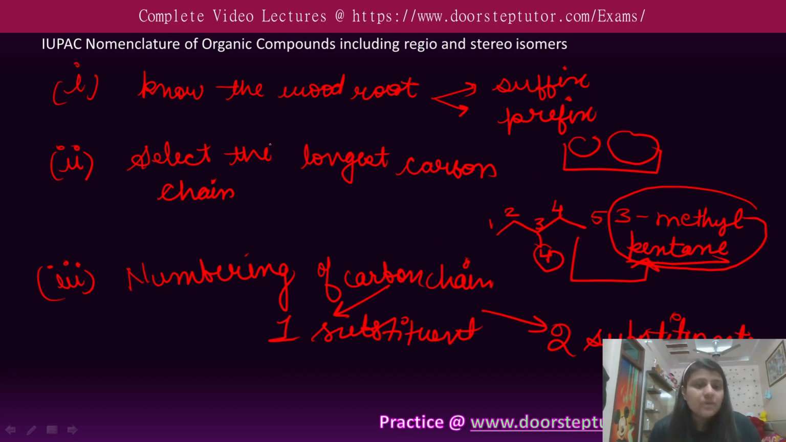You have to learn the rules. Just remember the rules according to the order. First of all, you have to name the word root. Second, you have to select the longest carbon chain, and then you have to see the substituent. These are some basic rules. In further slides, I am going to tell you about the nomenclature of different organic compounds. First, we will do the alkanes, then cycloalkanes, then ethers. After that, we will do amines.